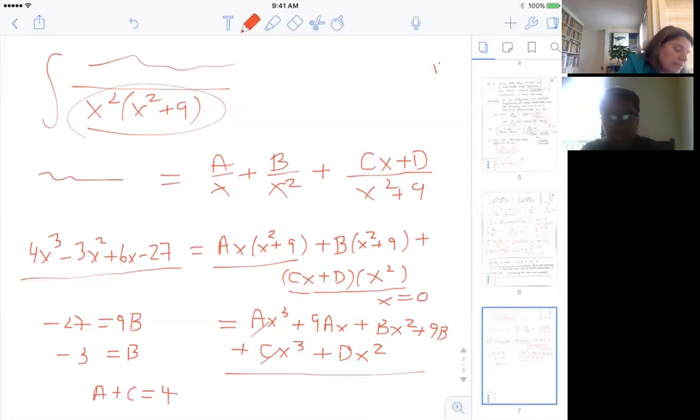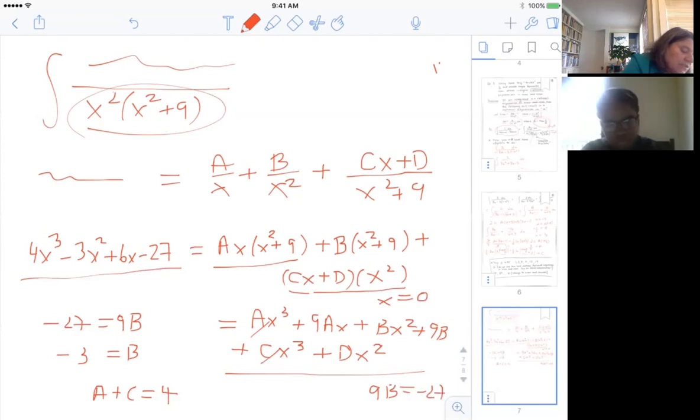What's the only constant in here? 9b. So that says 9b would have to be minus 27. Boy, we don't gain anything from that because we already knew that, didn't we? Yeah. We knew b was minus 3.